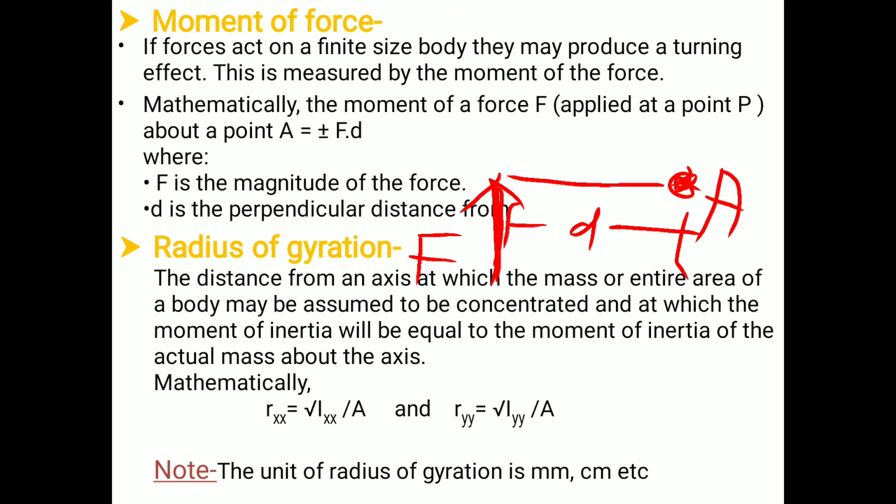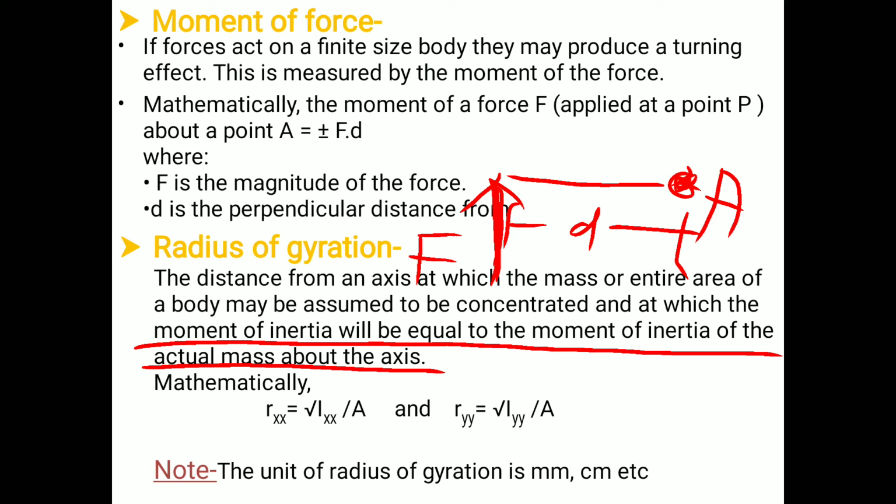Now we will discuss the concept of radius of gyration. What is the radius of gyration? It is the distance from an axis at which the mass or entire area of the body may be assumed to be concentrated. If I consider x and y axes which are perpendicular to each other, then from that axis it is the distance at which the entire mass is assumed to be concentrated at a single point, and at which the moment of inertia will be equal to the moment of inertia of the actual mass about that axis.